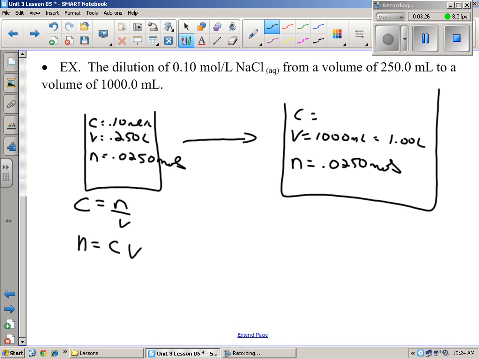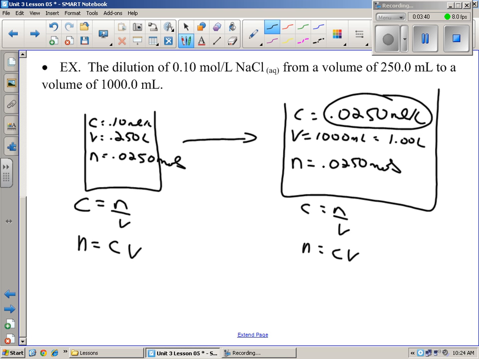Once again, you can talk about C equals n over V, or n equals C times V. C equals n over V, so 0.0250 divided by 1 is 0.0250 moles per liter. So that would be my new concentration. By the way, if I started with 250 and ended up with 1,000, I've added 750 milliliters of water in this case.